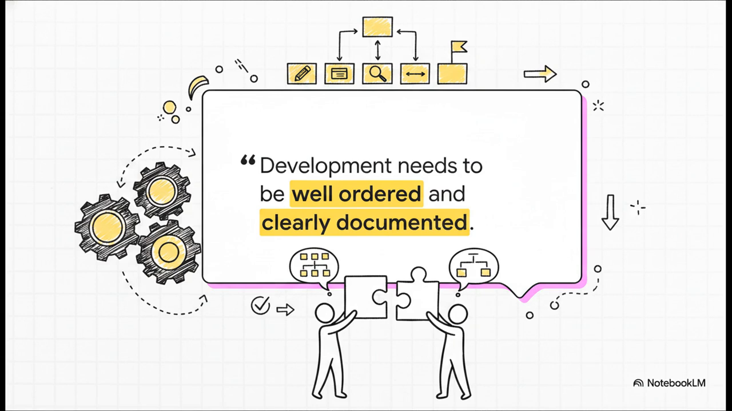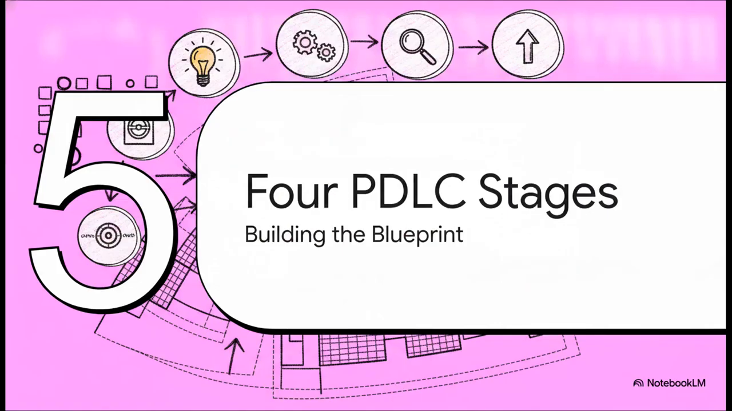In order to develop a successful program to perform a specific task or solve a given problem, the development needs to be well-ordered and clearly documented so that it can be understood and used by other developers. It's all about collaboration and order, because without a structured life cycle, software development would literally just be chaos. So let's see how that order is maintained.